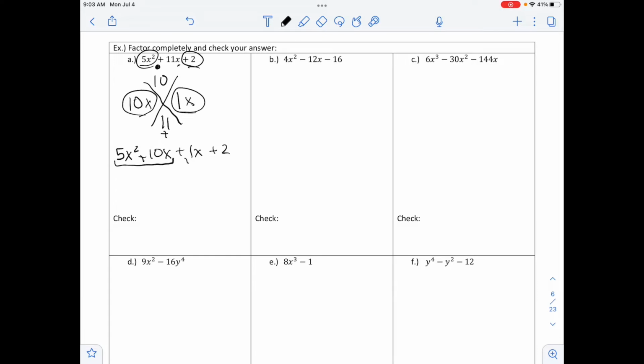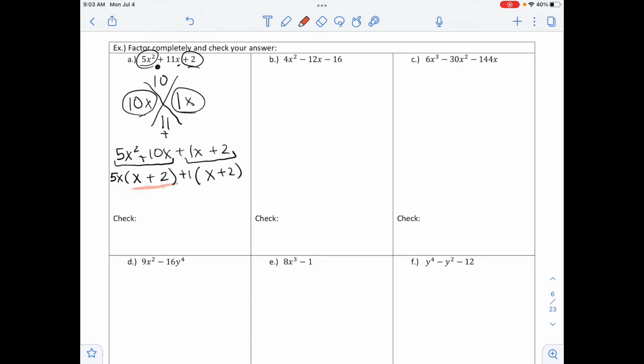From here, I'm going to break this up into two pieces. That first part, the 5x squared plus 10x, I'm going to look for a GCF, which is going to be 5x. And then factoring that out, I'd be left over with an x and a 2. Likewise, I'm going to do the same thing for the second pair of terms. There's nothing in common, and so whenever we have this, we're going to go ahead and factor out a positive 1. Doing that, I'm left over with an x plus 2.